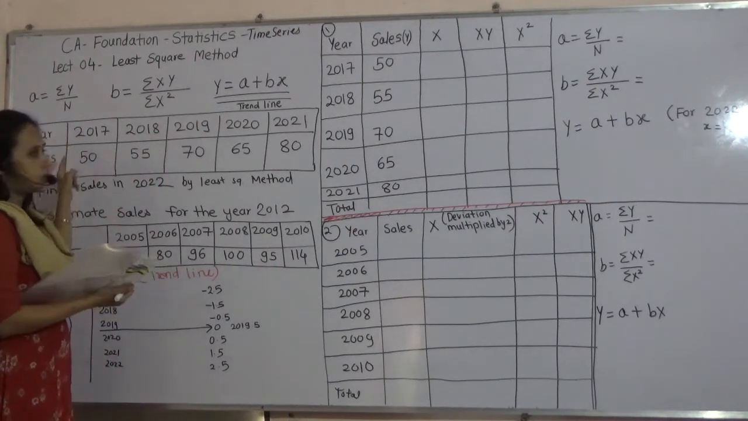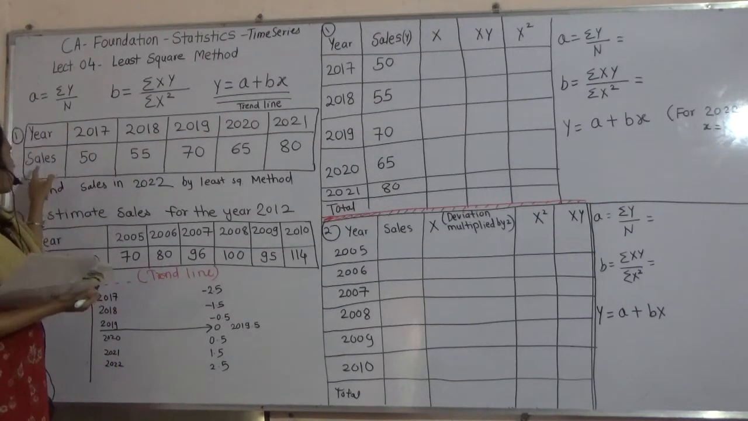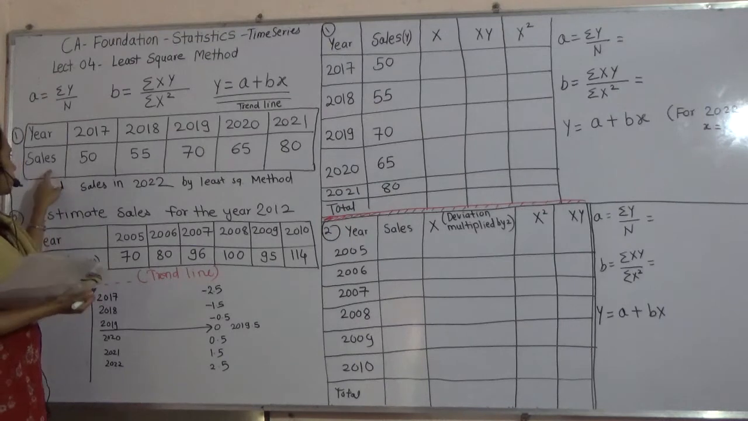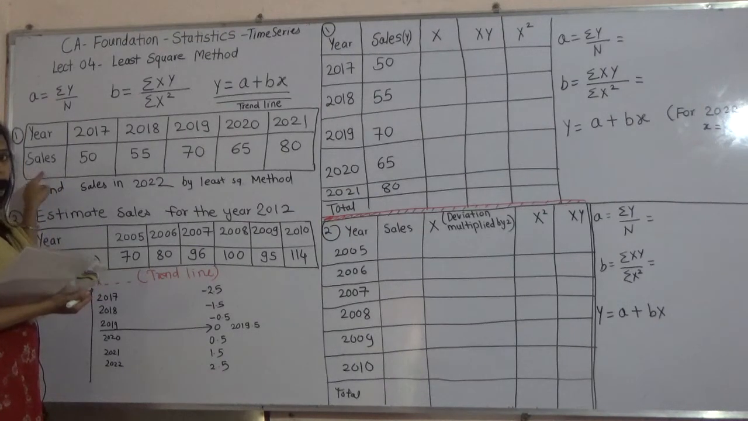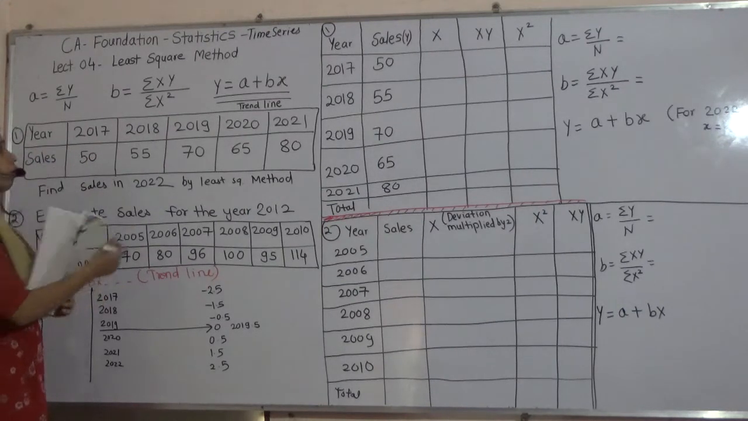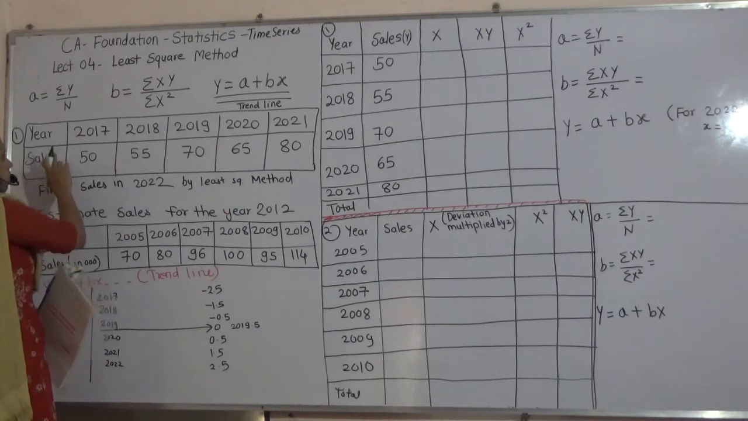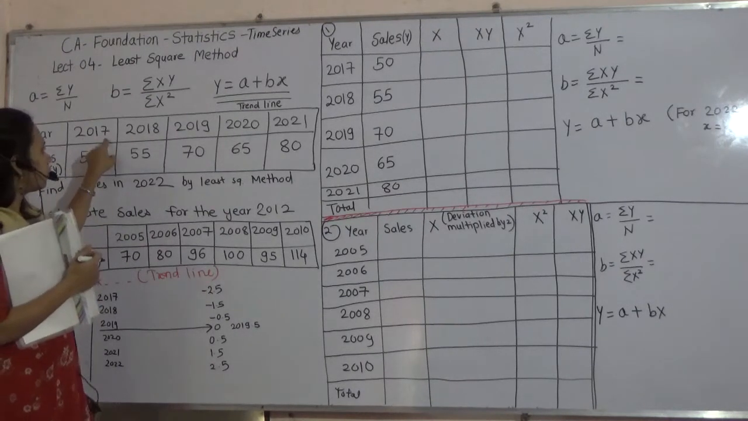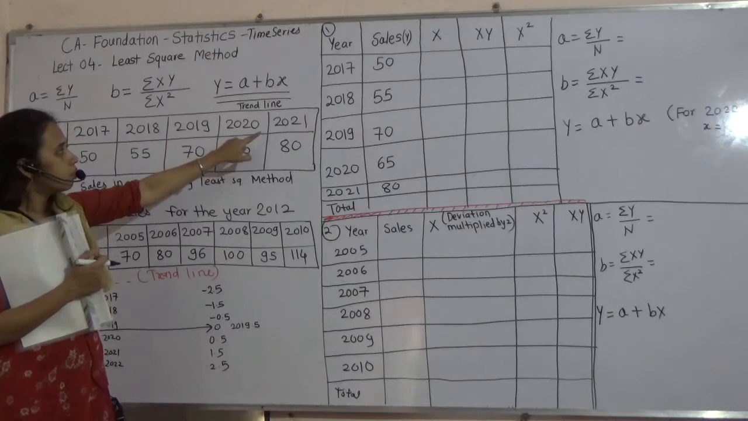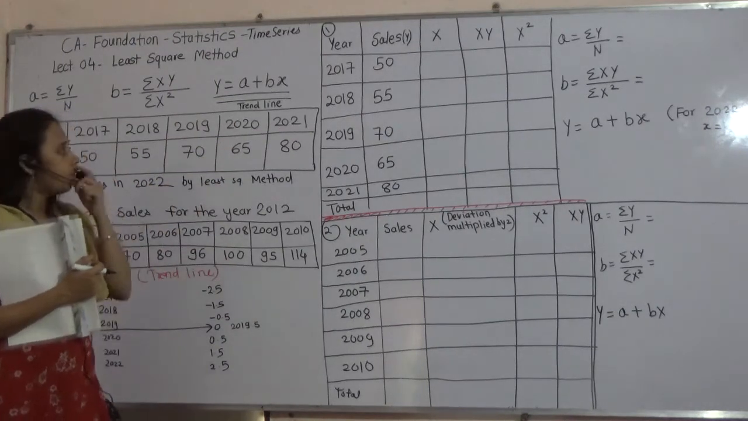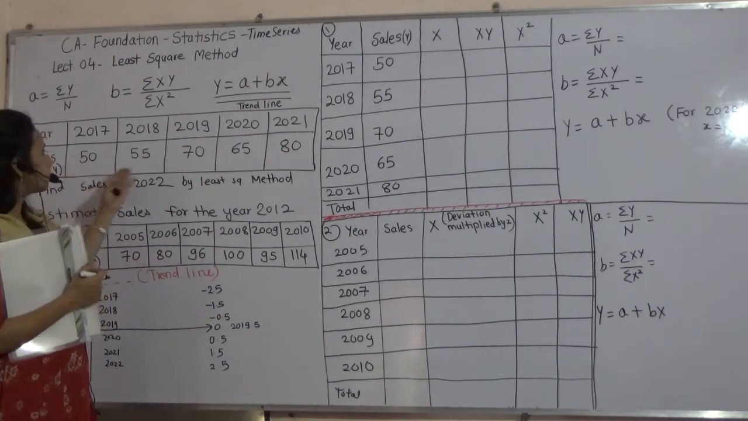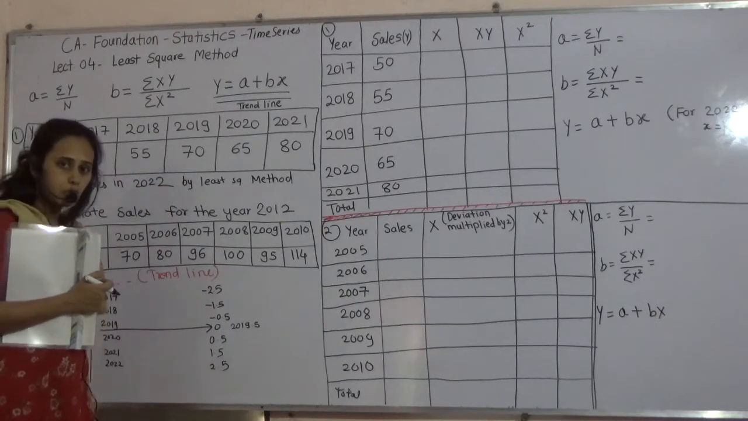Y is whatever data they have given. For example sales, export, import, wages, any data with the year, whatever is available, it is called y. Now you can see here they have given 2017 to 2021 data. In this method they will ask for a future projection, for example 2024 data, 2026 data. Now what will be the sales in 2024?